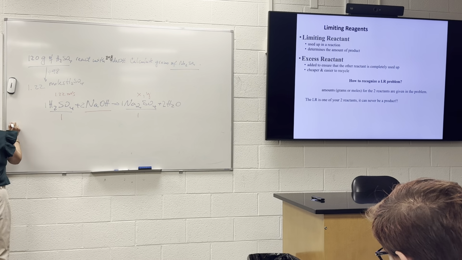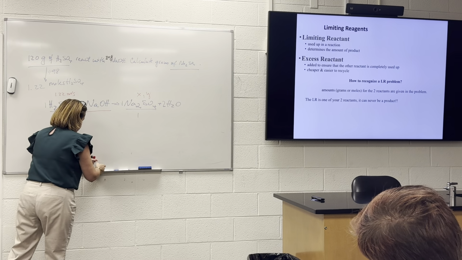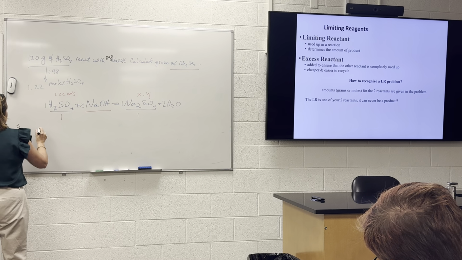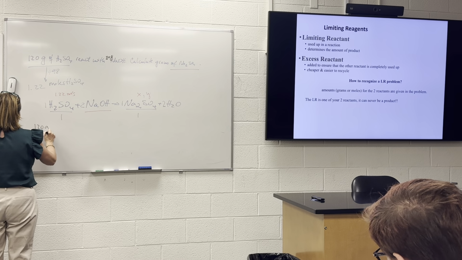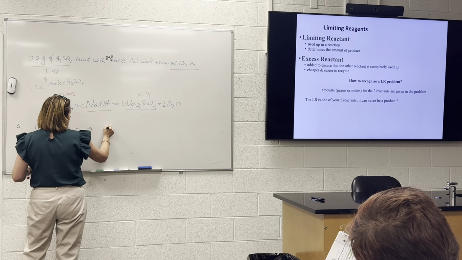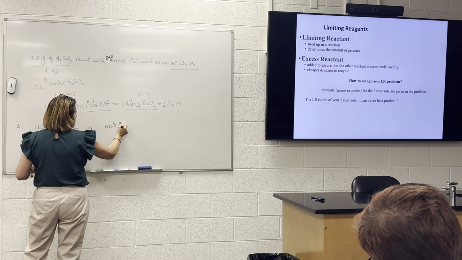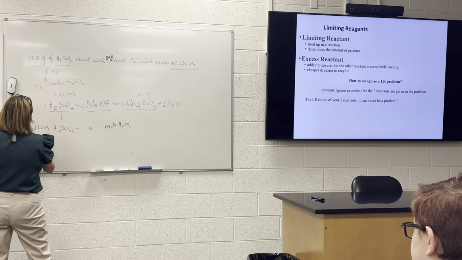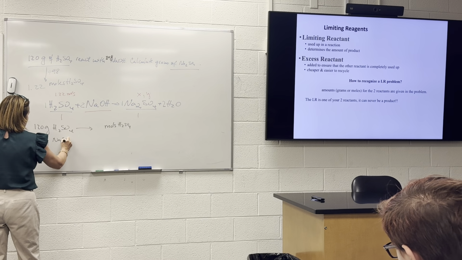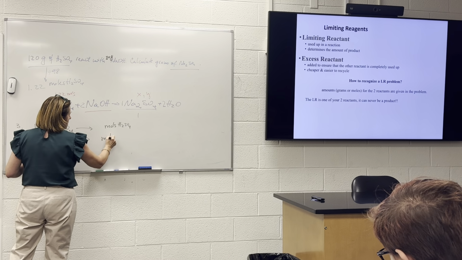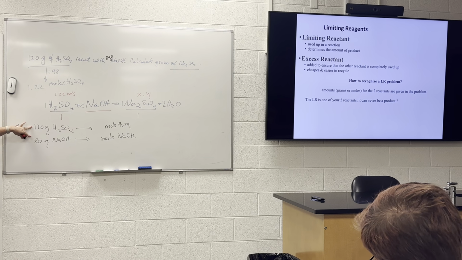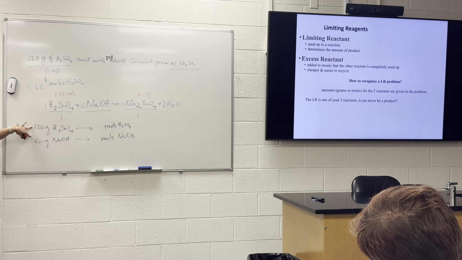So step 3, you have 120 grams of H2SO4. You have to turn them into moles of H2SO4. And then you have 80 grams of NaOH. You have to turn them into moles of NaOH. So that is step 3 done twice for both reactants. Okay?